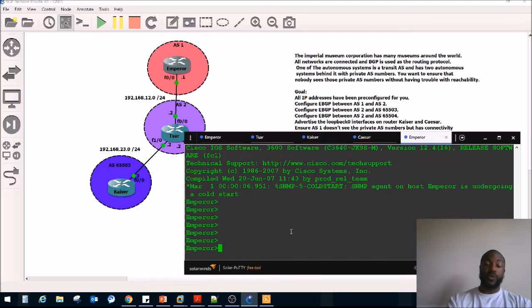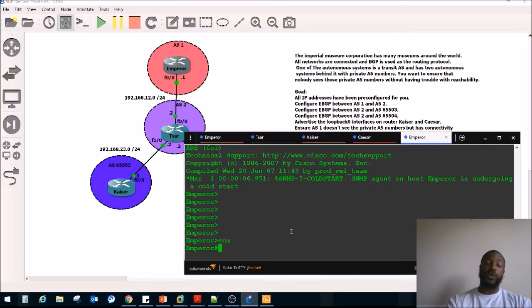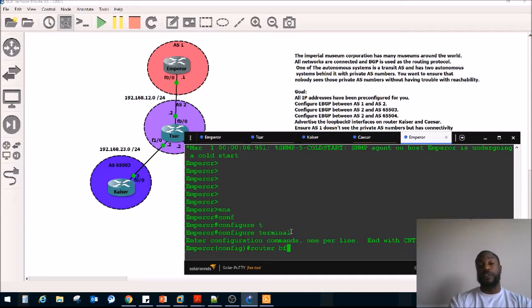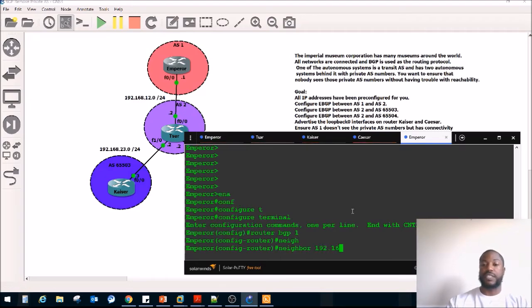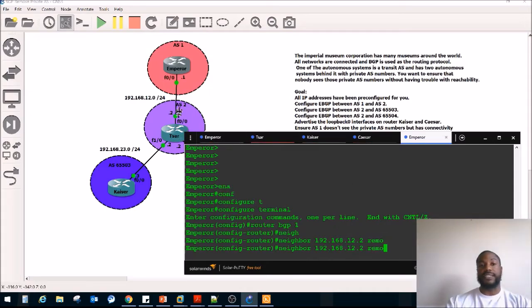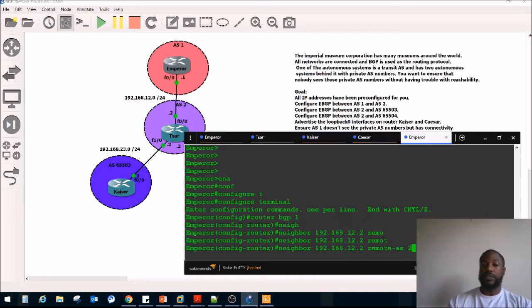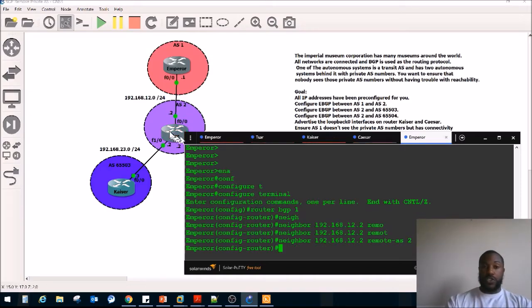Anyway, so we powered on Emperor. We're going to go to user exec mode or privileged exec mode, and then to global config mode. We're going to configure router BGP. He sits in AS1. His neighbor is going to be this guy who sits at 192.168.12.2. That's the neighbor. The remote AS, router Czar, sits in AS2. And we need to go to Czar and do the same thing. So let me close these guys out.